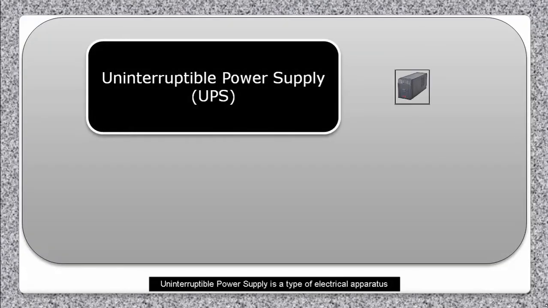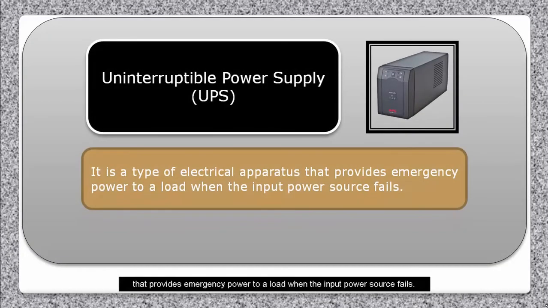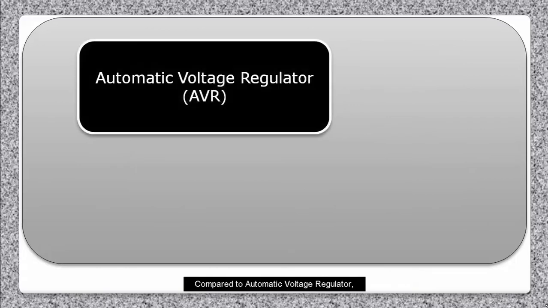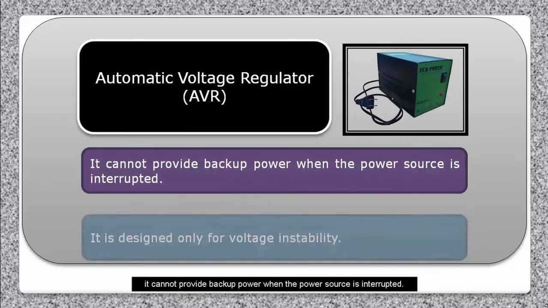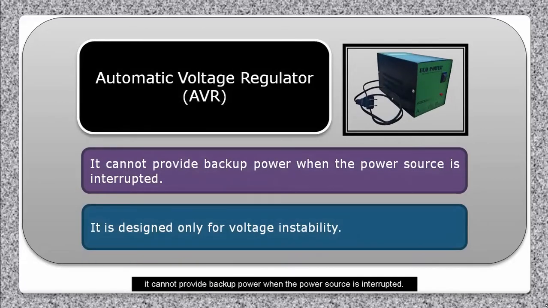An uninterruptible power supply is a type of electrical apparatus that provides emergency power to a load when the input power source fails. Compared to an automatic voltage regulator, which cannot provide backup power when the power source is interrupted, because an AVR is designed only for voltage instability.